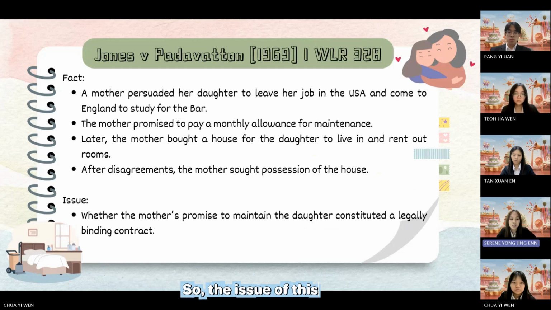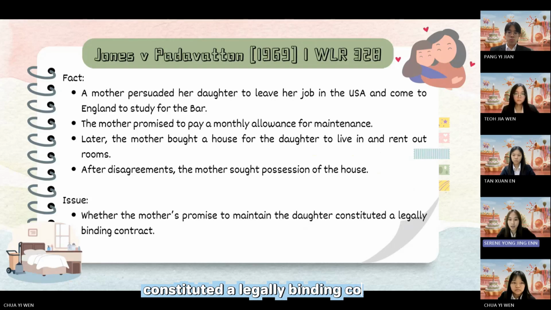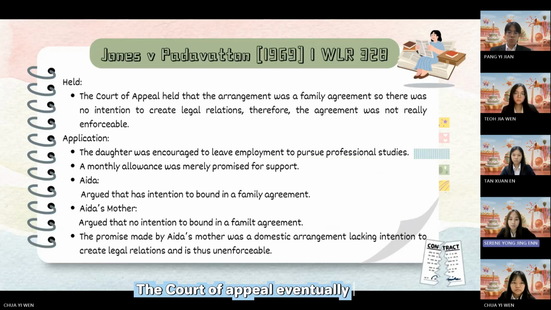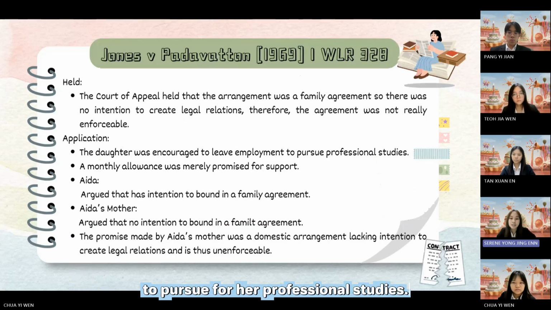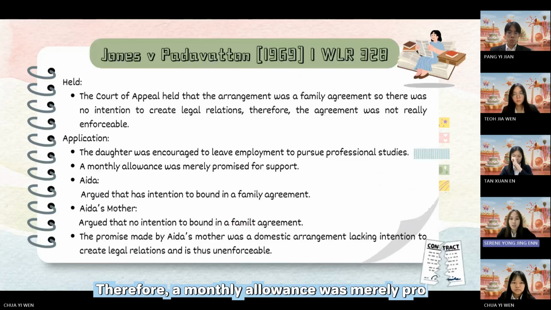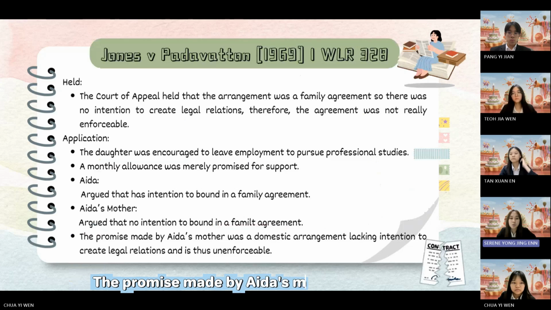After this agreement, the mother started to seek possession of the house. So the issue of this case is whether the mother's promise to maintain the daughter constituted a legally binding contract. The Court of Appeal eventually held that the arrangement was a family agreement, so there was no intention to create legal relations. Therefore, the agreement was not enforceable. Based on the situation, the daughter was encouraged to leave employment to pursue her professional studies. Therefore, a monthly allowance was merely provided for her support while she was studying. The promise made by Aida's mother was a domestic agreement lacking intention to create legal relations and is thus unenforceable.